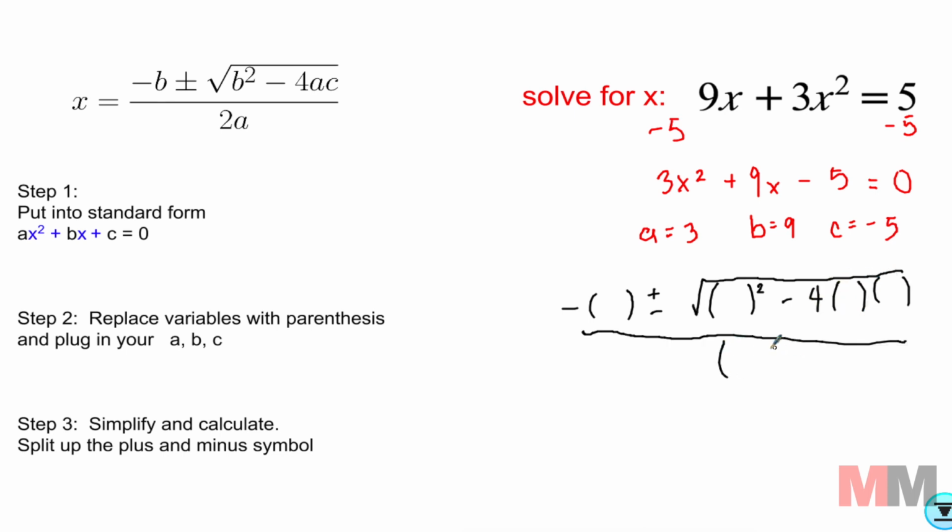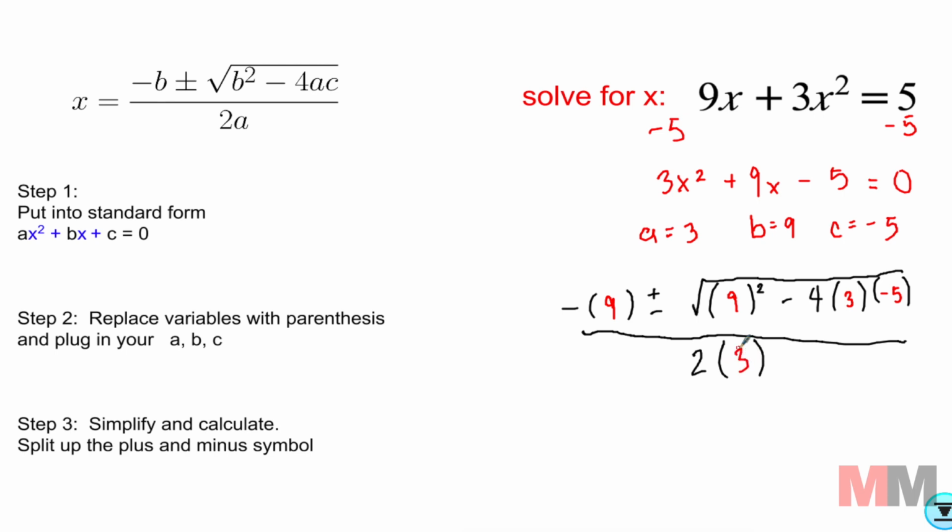All over, sorry about that really crooked line, 2 parentheses. Now that you have that set up, all you have to worry about is plugging in the numbers. So this first one is a b, so that's a 9, followed by another b, which is another 9, followed by ac, which is 3 and negative 5, and followed by the bottom one, 2a, so this is a 3.